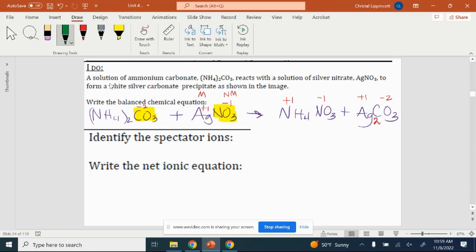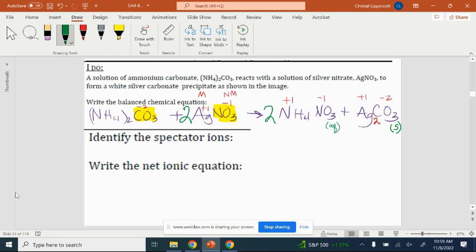So now I look and I see, oh, I've got 2 of these on this side. So I need to put a 2 here. I can't put a 2 down here. I can't play with these subscripts once I got stuff in place. But then that gives me 2 nitrates. So I got to go back over here and get 2 nitrates. And then that takes care of my silver. And then I need to put down the fact that this ends up being a solid. And this is going to be aqueous.